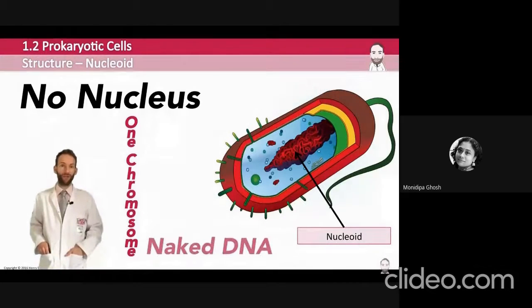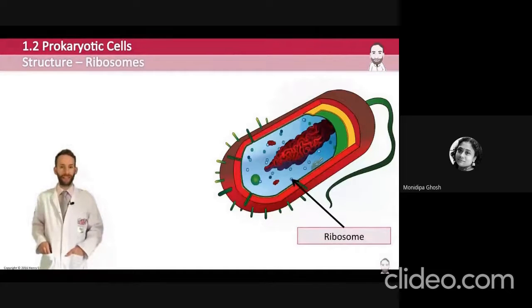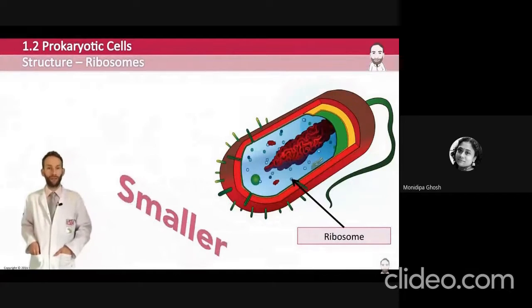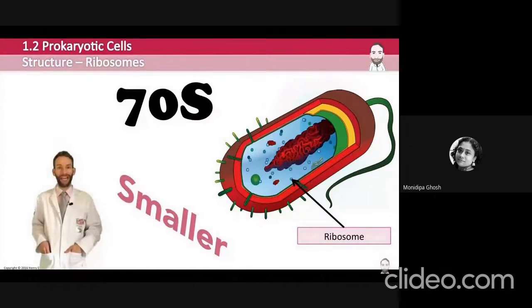Prokaryotic cells also have ribosomes, like eukaryotic cells, but there is a difference here. They're actually smaller than the ribosomes found in eukaryotic cells. They are what we call 70S ribosomes rather than the 80S ones found in eukaryotic cells, and these ones are made up from a 30S and a 50S subunit. Their function is the same as in eukaryotic cells, which is, that's right, protein synthesis.